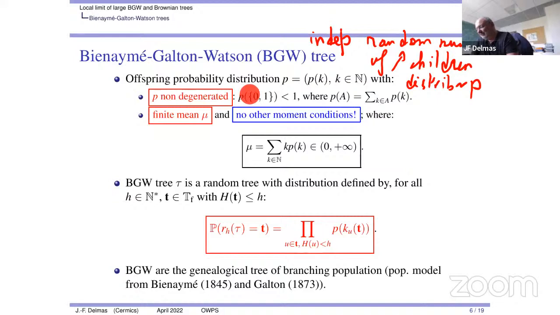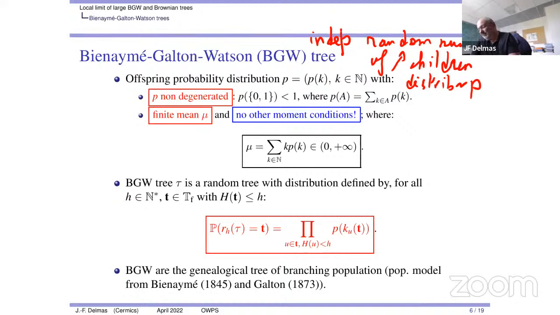And by the way, we'll also use the notation that p of A is the sum of all the probabilities p_k for k belonging to A, which is exactly the probability for the number of children of an individual to lie in the set A. We shall assume that the offspring distribution has a finite mean, the mean being given by this quantity, of course.